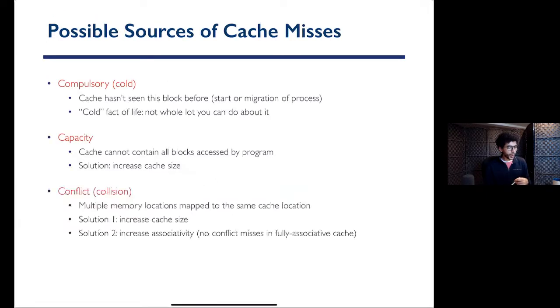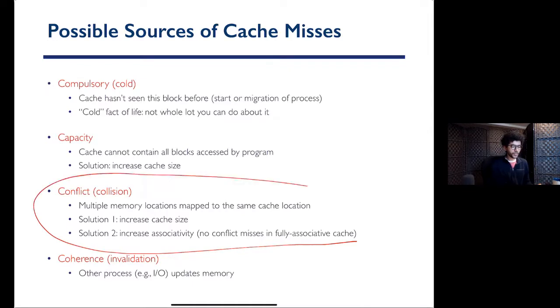Now, what are the possible sources of cache misses? The one that we just talked about was the conflict miss. So this happens when your addresses are mapped to the same set. So they have to compete for all the blocks in that set, and then they could cause conflict misses.